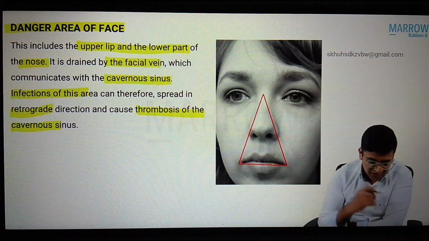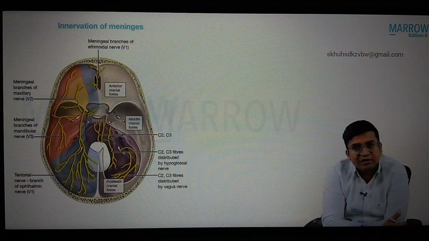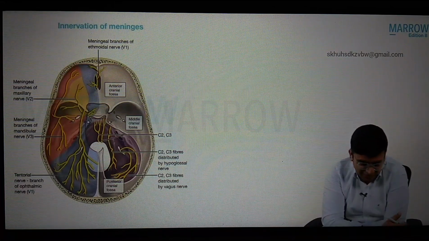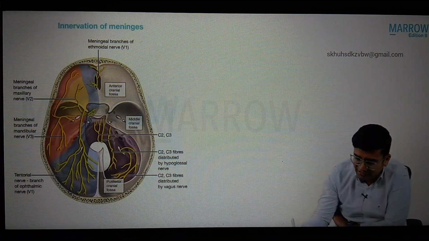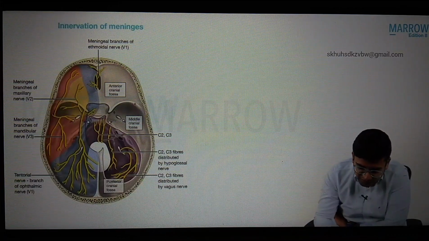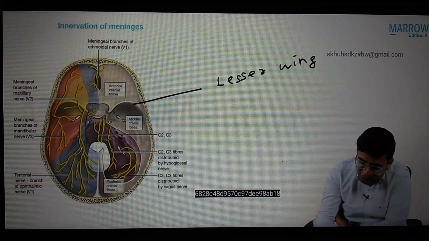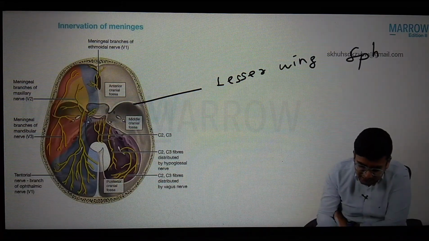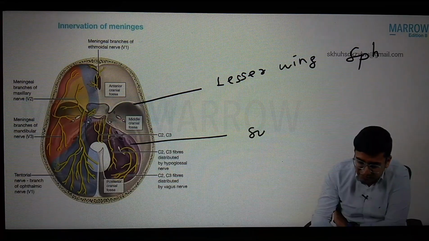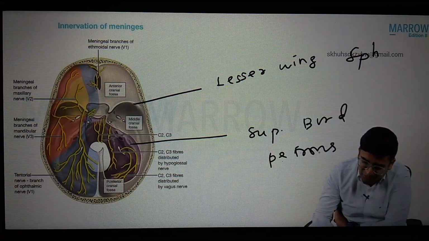Okay, and see, almost we have come to the end of the module. So only two things are pending. We have to know the nerve supply and the arterial supply of the dura mater. Okay, so now we're going to take two bones: the lesser wing of sphenoid, and this is the superior border of petrous temporal bone.